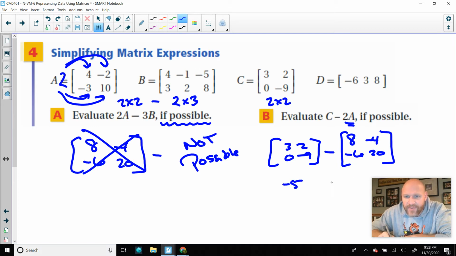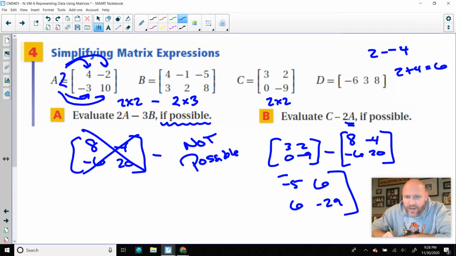2 minus -4, if you need to write that down, go ahead. 2 minus -4 is the same as 2 plus 4, which is going to be the number 6. We have a 6 right there. 0 minus -6, once again, when you subtract a negative, you're really adding a positive. 0 plus 6 is 6. And -9 minus 20 is a -29. It's a big number. It's perfectly legit. And that would be our answer for C minus 2A.